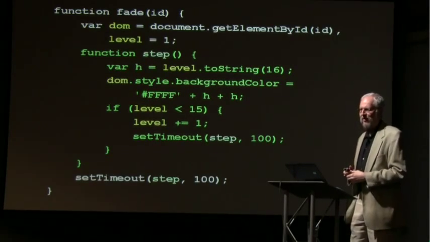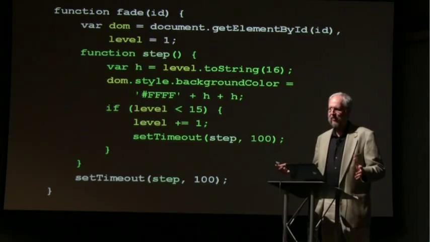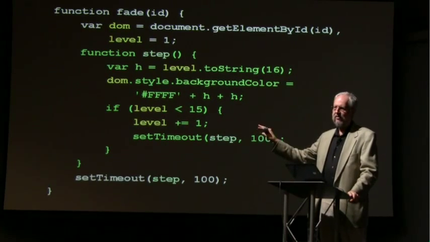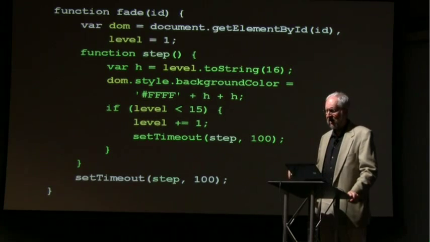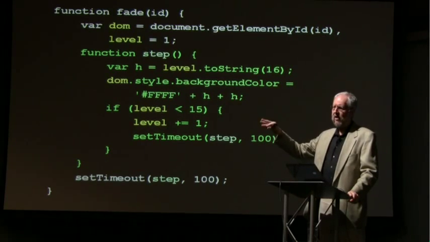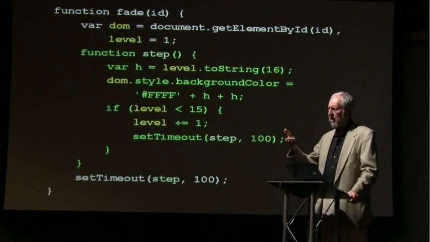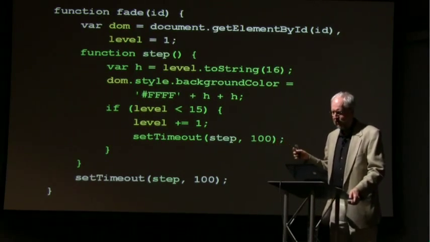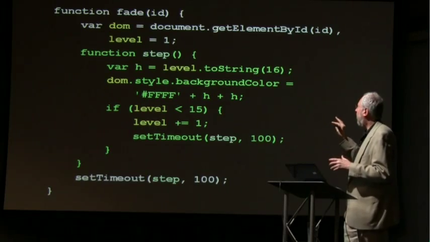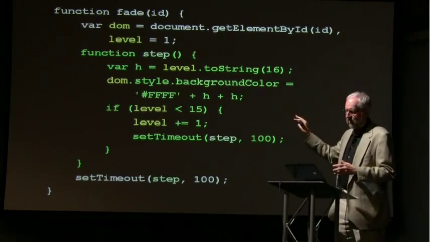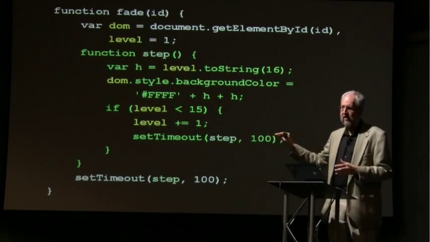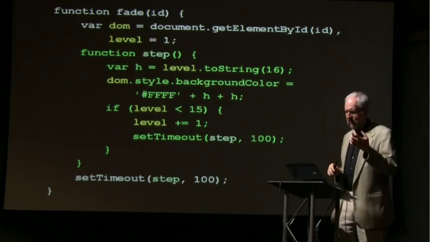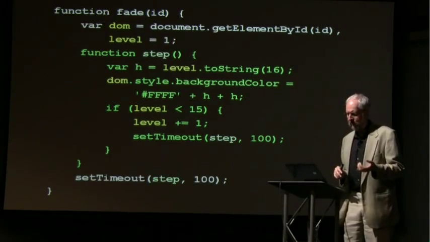Okay, here's another example. A fade function. This is something you might do in an Ajax application. I want to take some object, maybe a div or something, and have it fade from yellow to white. Maybe as an indication to the user that something changed and they should pay attention to it. So I've got my fade function. First thing I do is find a DOM element and create a variable called level, which I'll set initially to 1.